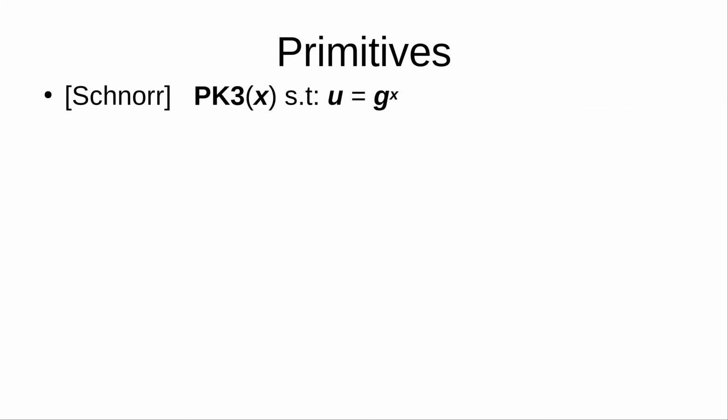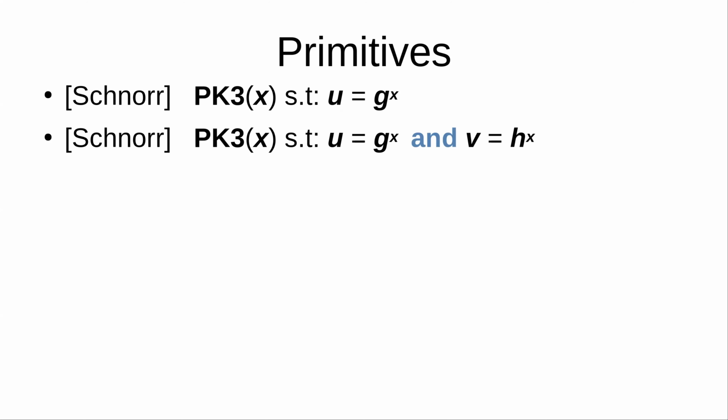The first primitive we have is a proof of knowledge of discrete log, which is basically a type of Schnorr signature. So it's a 3-round proof of knowledge of discrete log, where somebody proves that I know x such that u is equal to g to the power x, for some unknown x, and g is a generator.